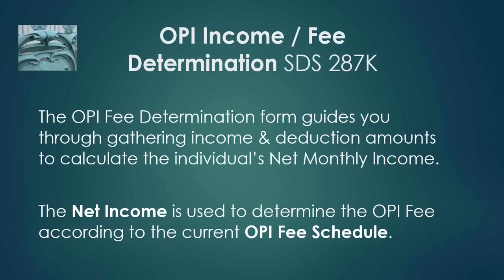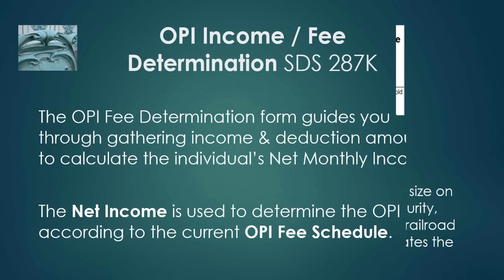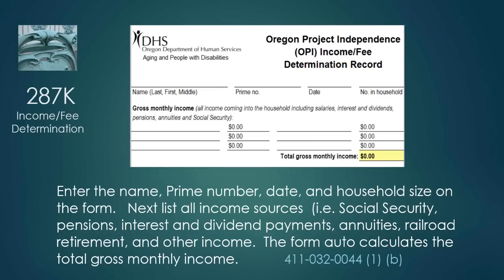And the reason that we need the net income is because OPI rules specifically use net income to determine a person's fees using the OPI Fee Schedule. So we're going to take a look at the 287K income fee determination.